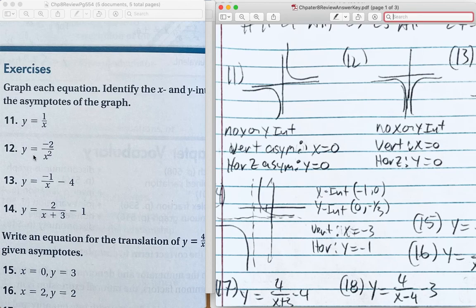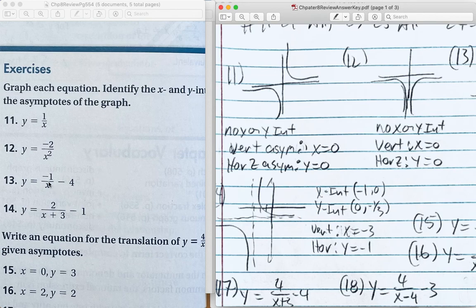Here, for number 12, y equals negative 2 over x. Since it's an x squared function, it's either going to both go up in this direction, both aiming towards up, or both going down. Since there's a negative in front of that 2, that flips the graph over the x-axis and it goes down. And this gives us an asymptote at 0 horizontally and a vertical asymptote at 0 as well. No x or y intercepts are crossed.